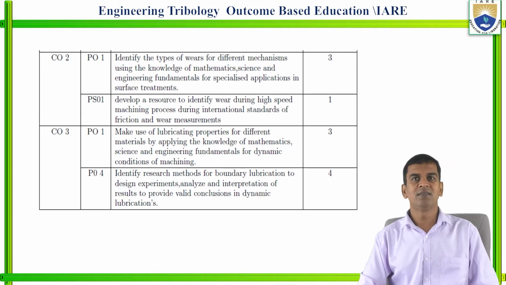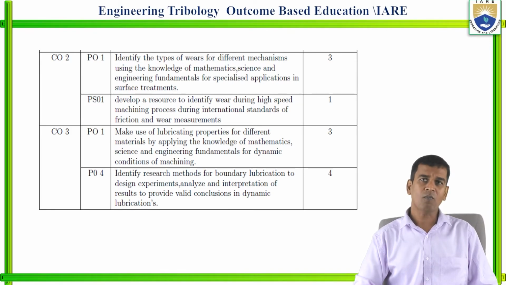Course outcome 3 is mapped with PO1 and PO4. Here PO1 is to make use of lubricating properties for different materials by applying the knowledge of mathematics, science and engineering fundamentals for dynamic conditions of machining. And PO4 is to identify the research methods for boundary lubrication to design experiments, analyze and interpret the results to provide valid conclusions in dynamic lubrication.